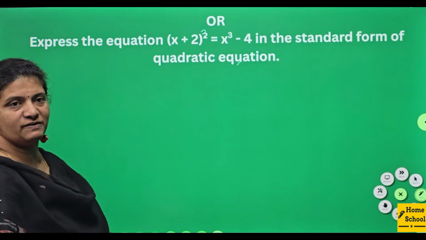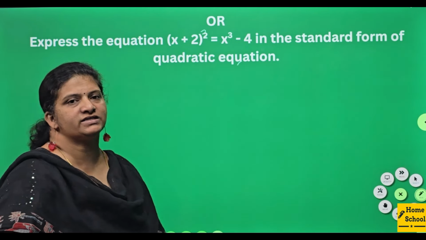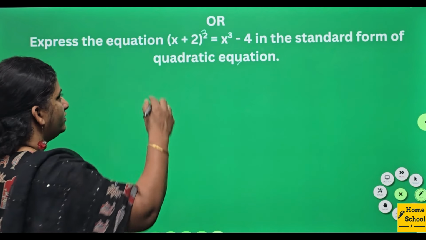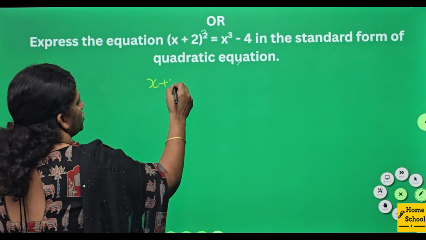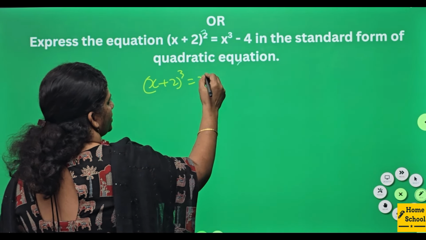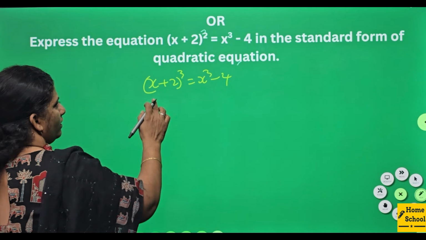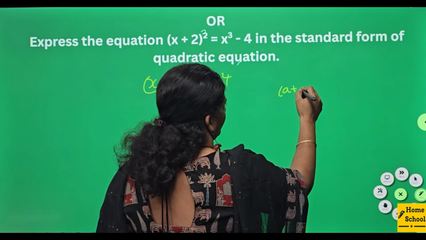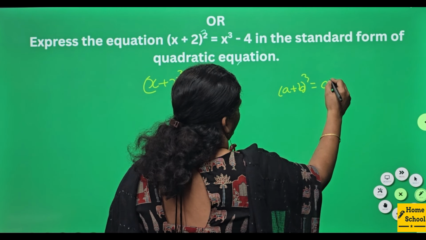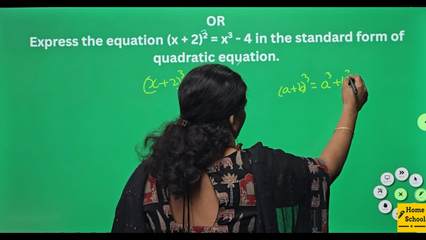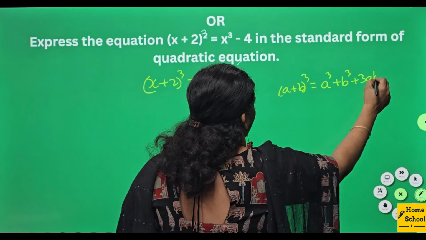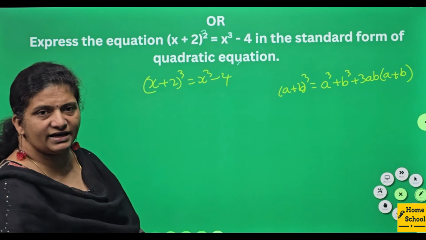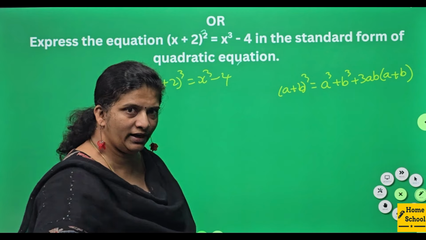Express the equation (x + 2)³ = x³ − 4 in the standard form of quadratic equation. Take the equation (x + 2)³ = x³ − 4. (a + b)³, what is the (a + b)³ formula? It is a³ + b³ + 3ab(a + b), or else a³ + b³ + 3a²b + 3ab² you can also write.